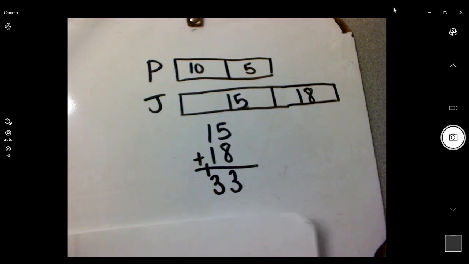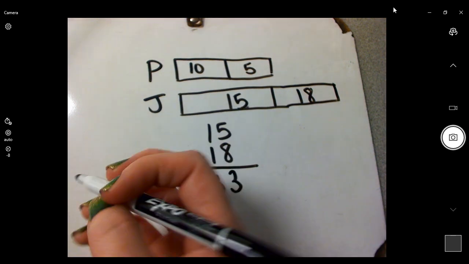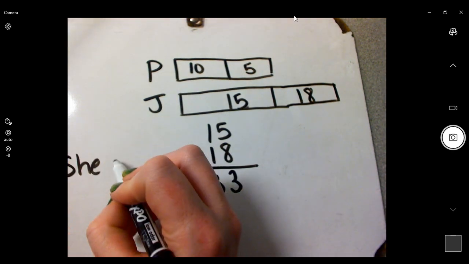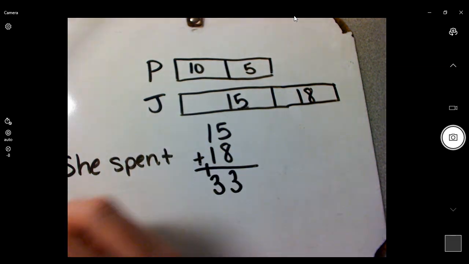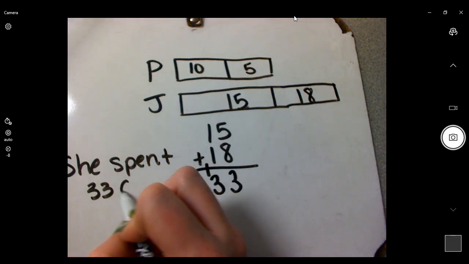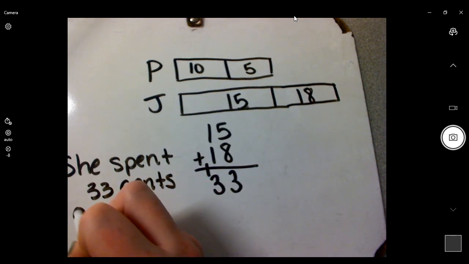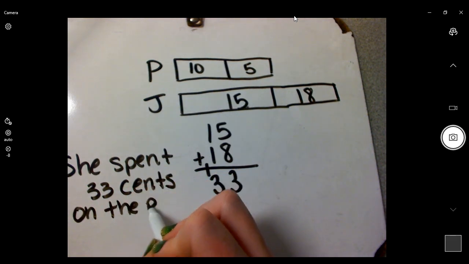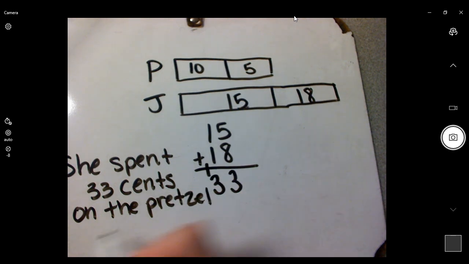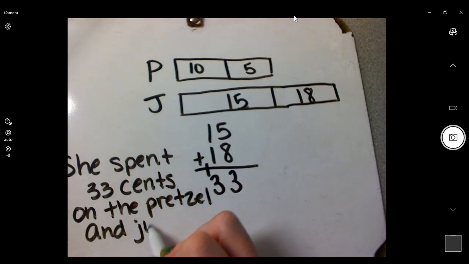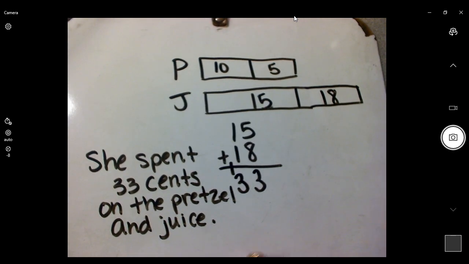All right, so the sentence would be, how much did she spend on the pretzel and juice box? She spent 33 cents on the pretzel and juice. All right, that was problem number 2. Problem number 3.